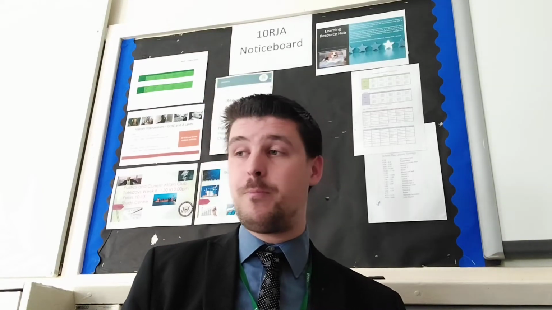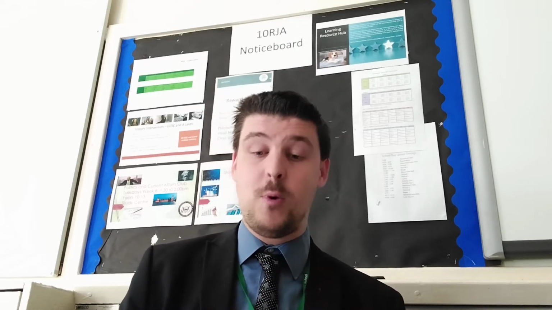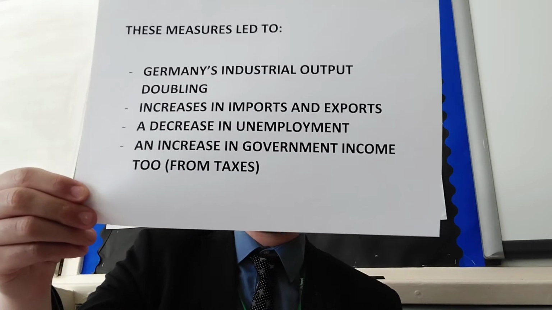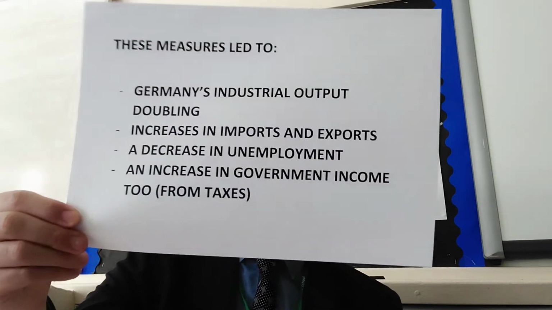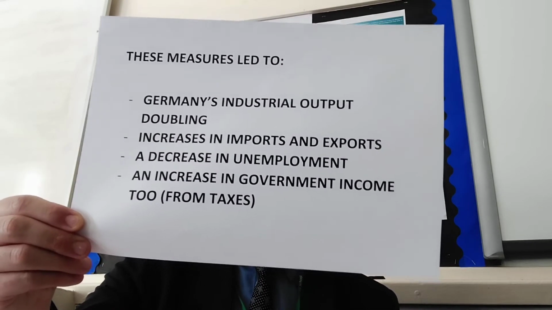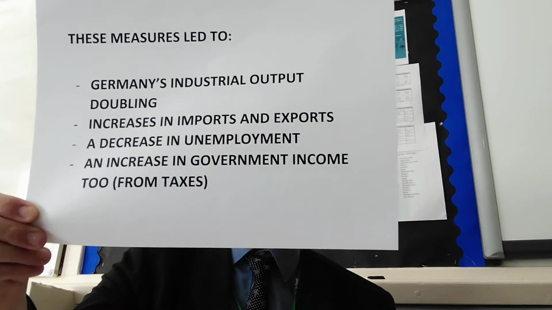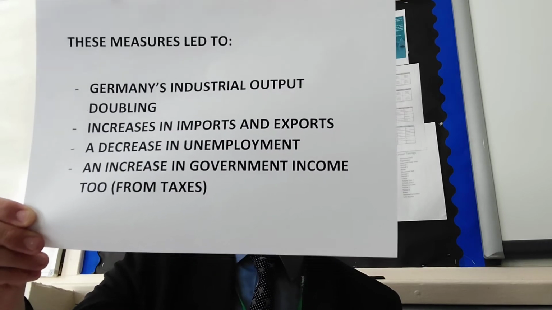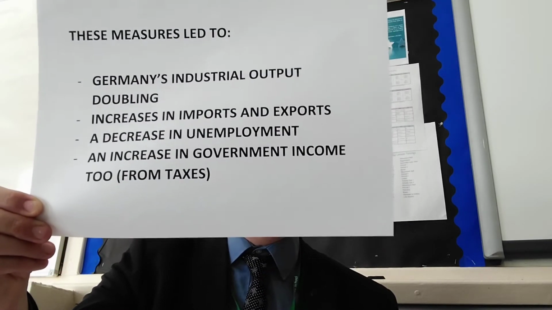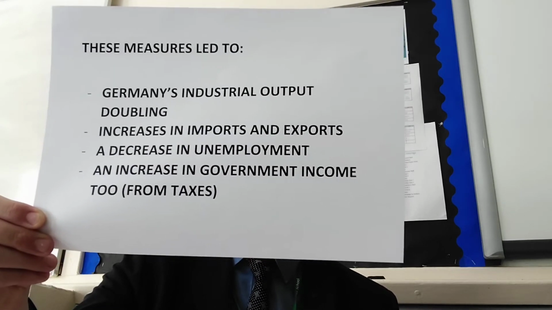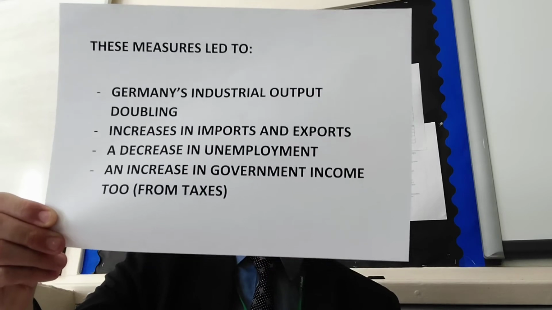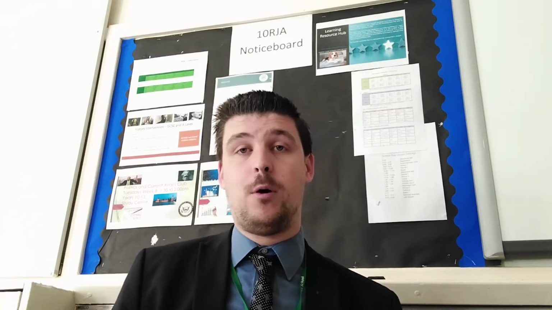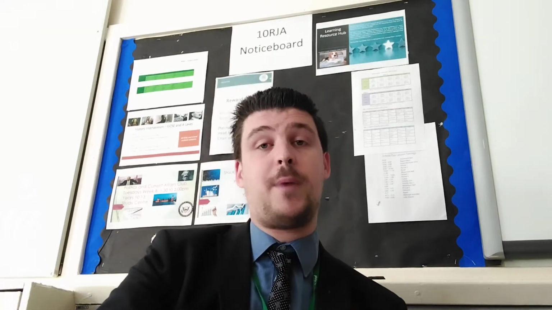Now, all of these measures, with the Dawes plan and with the Rentenmark and the Reichsmark, led to Germany's industrial output doubling, because there's been investment in German industry. There was therefore an increase in imports and exports, because Germany is able to export more things that they are making and therefore pay for more things to import. There was a decrease in unemployment, because as German industry takes off, there are more jobs available for people, and an increase in government income, mainly from taxes. Because people are working, they've got more money, so they can pay more tax, which is paid to the government.